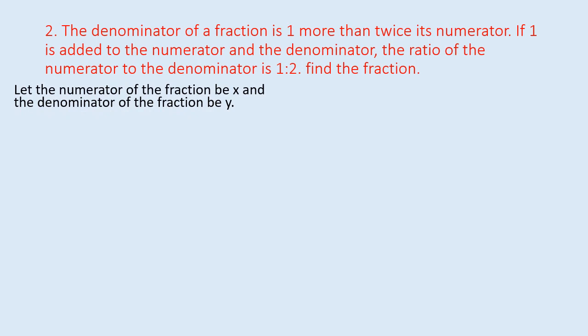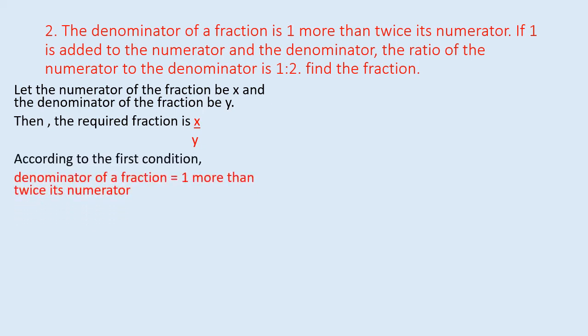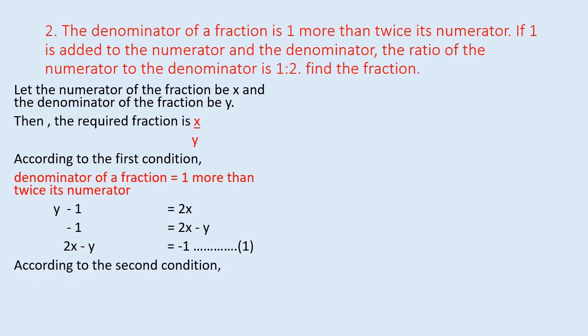So let the numerator of the fraction be x and the denominator of the fraction be y. Then the required fraction is x upon y. According to the first condition, the denominator of the fraction is 1 more than twice its numerator. So y is equal to 2x plus 1, which we have already seen. So minus 1 is equal to 2x minus y, and hence we get 2x minus y is equal to minus 1.